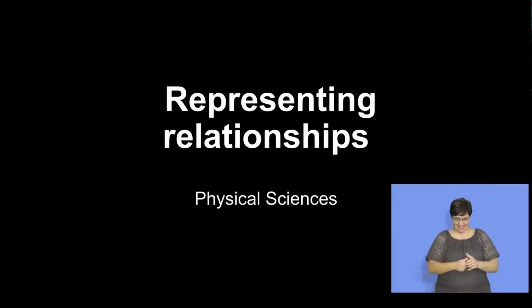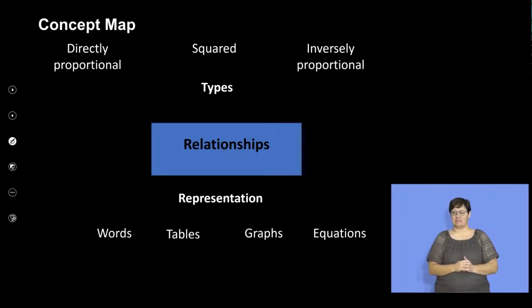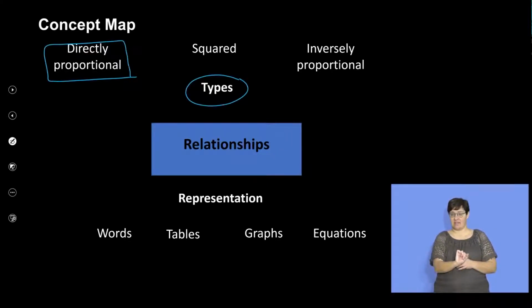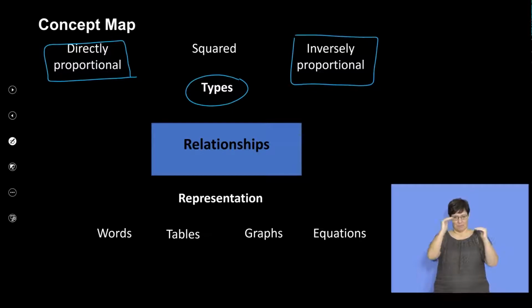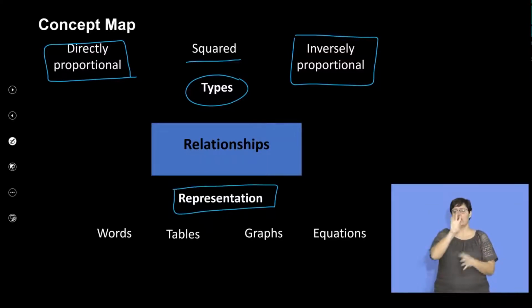So if you remember, we're talking about relationships. There are different types of relationships in physics and in chemistry, and we can classify these. The most important one, the most useful one, is a directly proportional relationship. We've also spoken about something that is inversely proportional. We haven't really mentioned the squared relationship. We're going to talk about that today, but the critical focus is how we represent these.